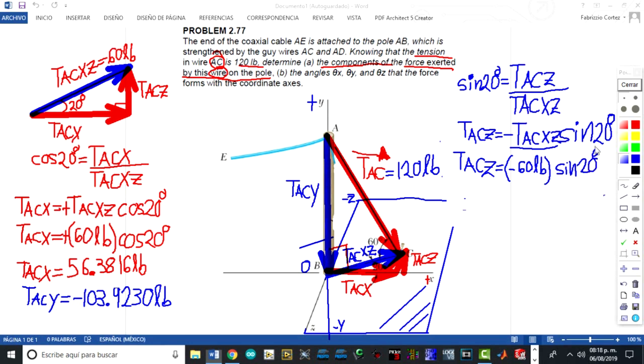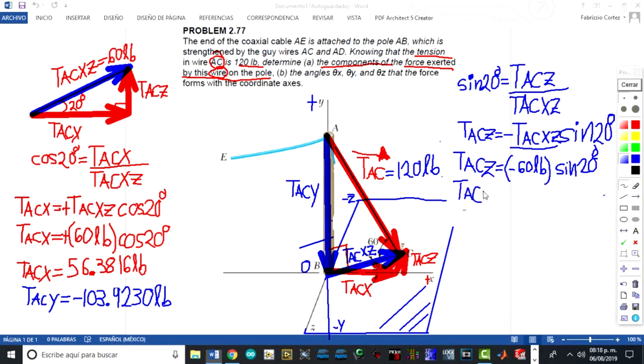And again, the book does it in another way. It doesn't put 60 pounds. It puts 100 pounds times cosine of 60 degrees times sine of 20 degrees. And it mixes cosine and sine. It will be this cosine, that will be this component that is between those axes. And the other component will be this one, that will be the sine of 20 degrees. So it will be cosine of 60 degrees, sine of 20 degrees. But it's the same. We're doing the same way. We're going to reach the same answer.